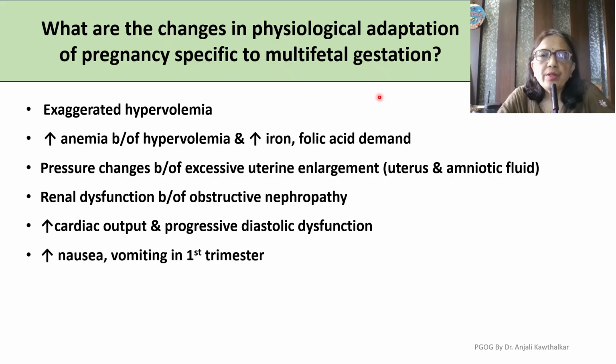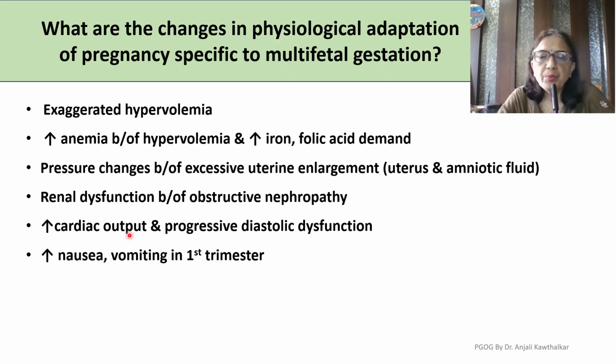Now, there are certain important physiological changes which do occur in multifetal gestation, such as exaggerated hypervolemia, more anemia because of the hypervolemia, as well as increased iron and folic acid demand. Pressure changes are important with excessive uterine enlargement, and amniotic fluid excess also contributes to the pressure changes. Sometimes there is even renal dysfunction because of obstructive nephropathy because of these pressure changes.